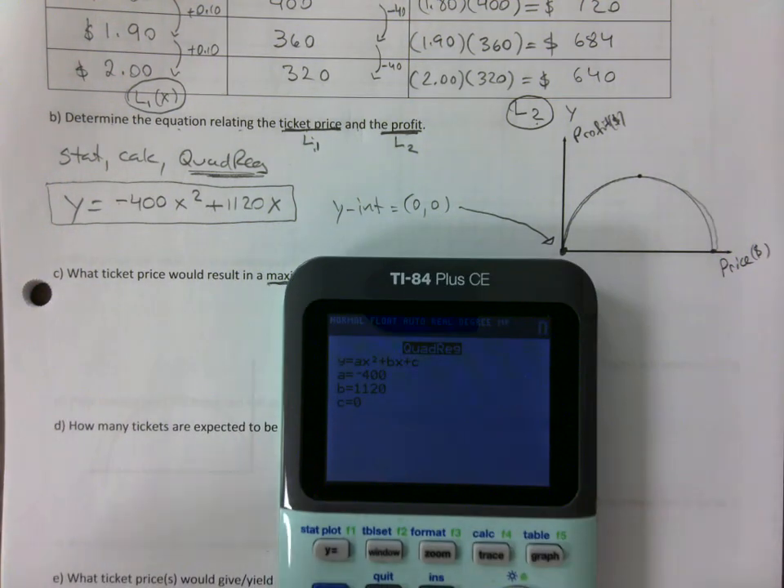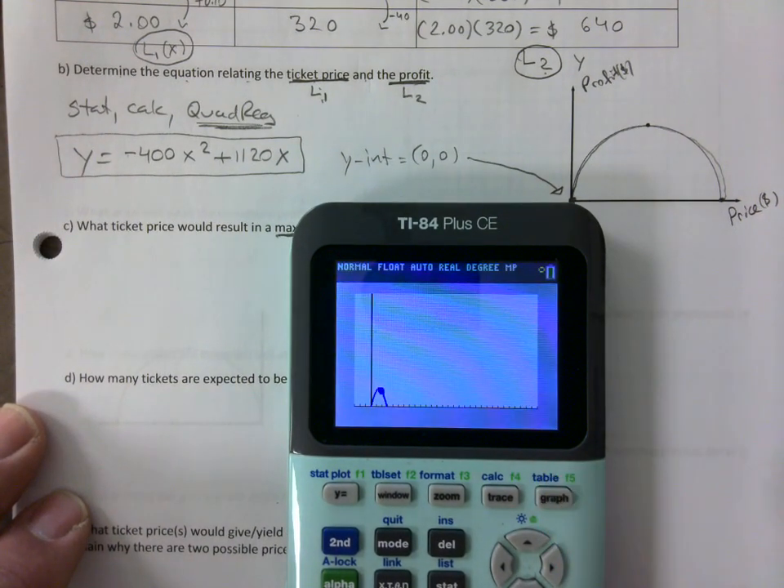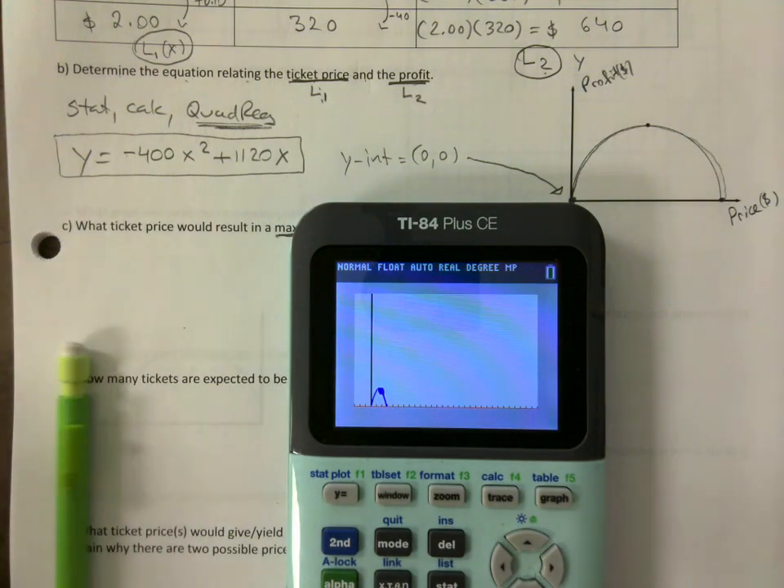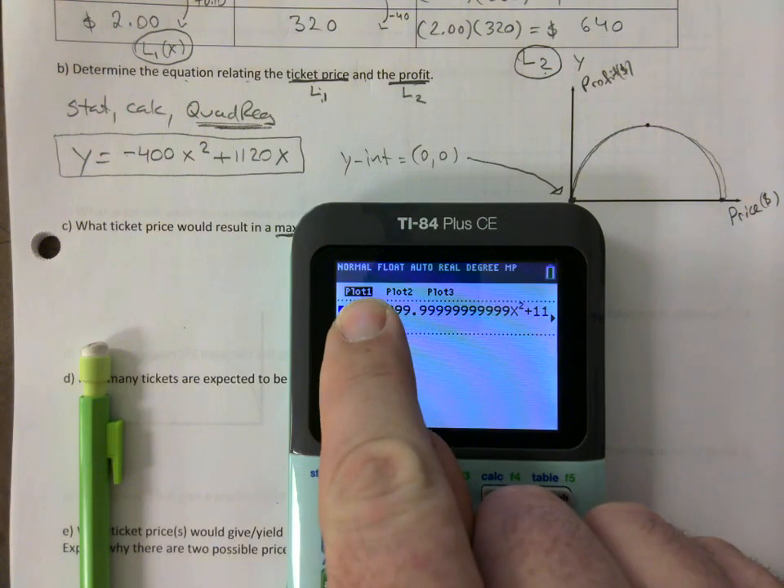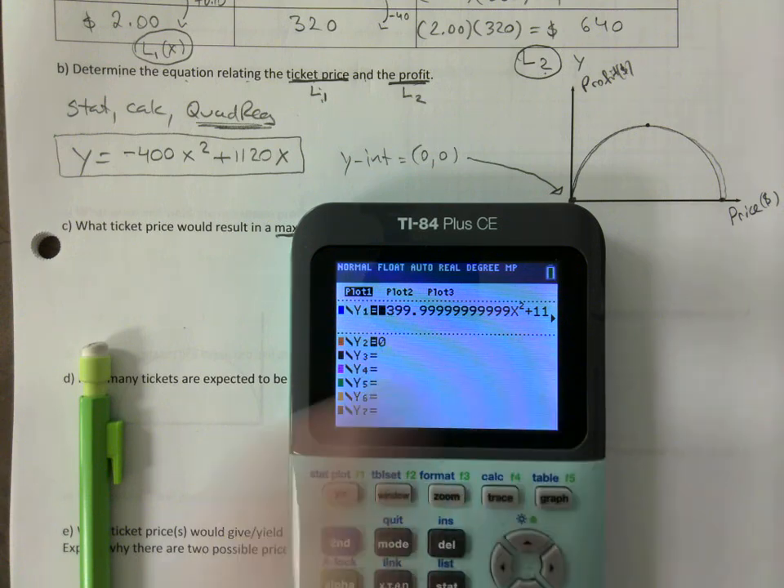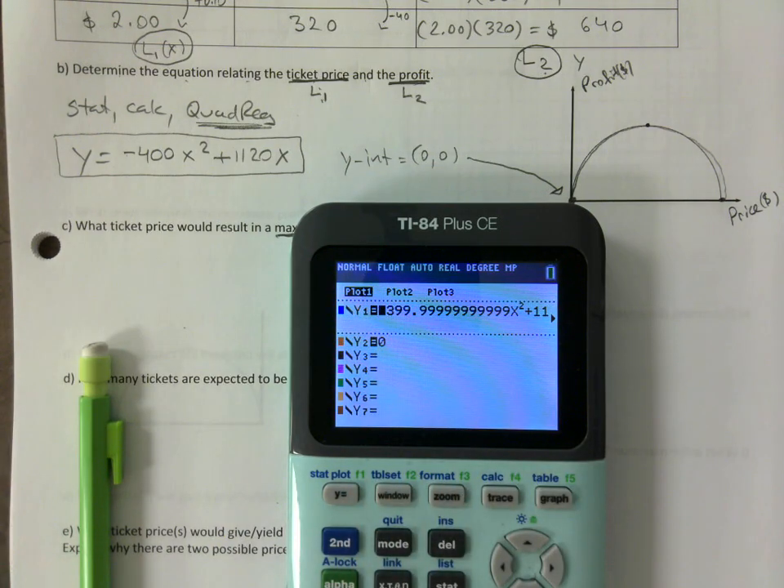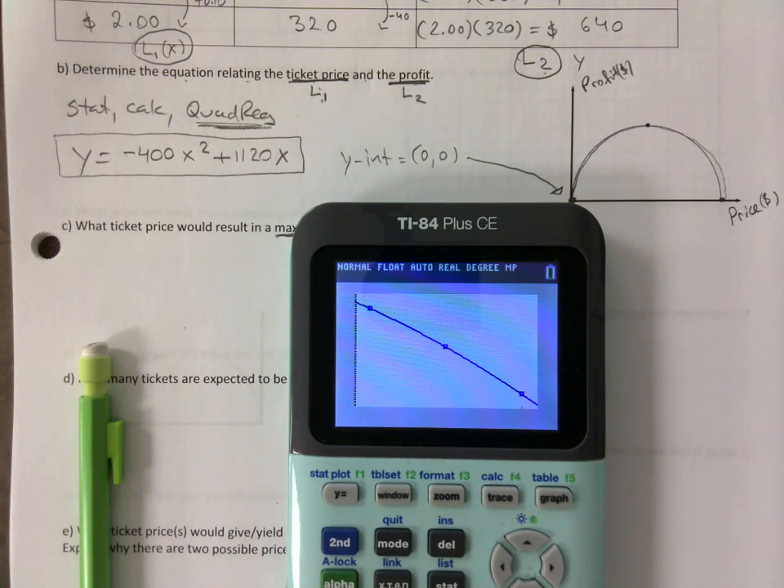Let's make this appear on our window. I think that's important here. I hit graph and it's not a good window. It's actually pretty bad. Plot 1 is turned on. Notice my equation in y1 looks weird. That's okay. Leave it. That's what I want you to use. You copied it in there. So we're going to go zoom stat. I'm going to try that. And what do you notice?